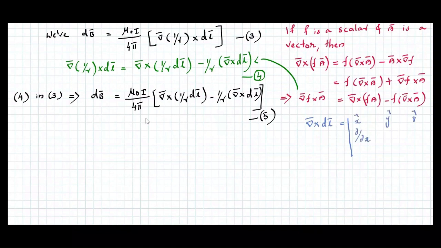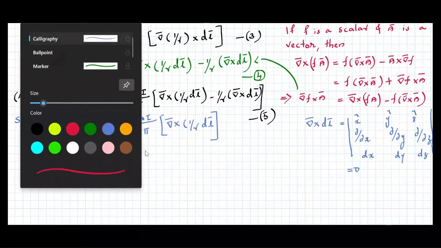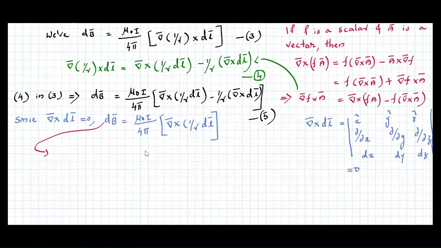What is actually del cross dl? Del cross dl can be represented as determinant x y z, dou by dou x, dou by dou y, dou by dou z, dx, dy, dz, because dl equal to dx x cap plus dy y cap plus dz z cap, and we obtain the result as 0. That is, the second term in the equation 5 vanishes. Hence dB becomes mu 0 I by 4 pi del cross 1 by r dl. This is the magnetic field at point P due to an element dl of a current carrying loop.